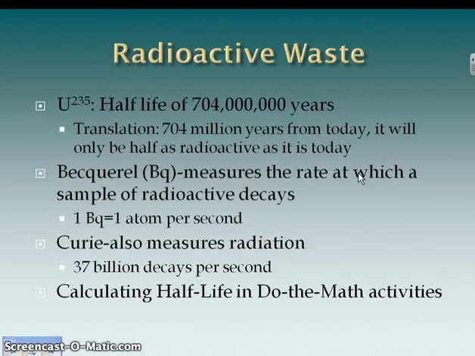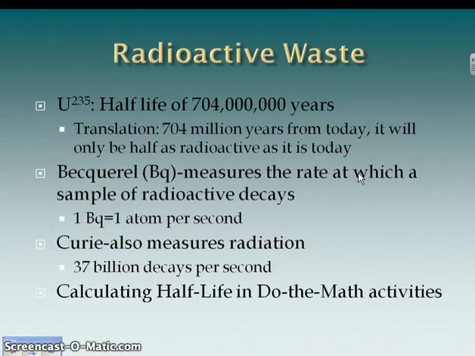Radioactive waste has what's called a half-life, and so, for example, uranium-235 has a half-life of 704 million years. So what does that mean? That means that 704 million years from today, this one atom here will only be half as radioactive as it is today. All right, and think about that. 704 million years ago, that's a very, very long time. The dinosaurs went extinct 65 million years ago. So 704 million years ago is a very long time.